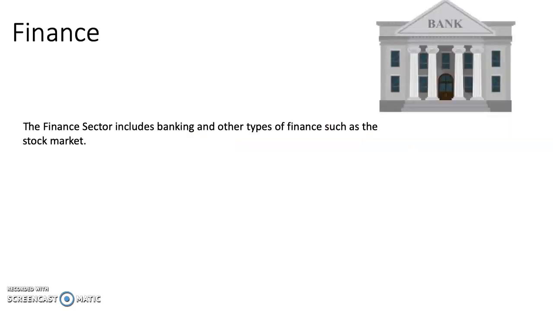Hello, in this video I'm going to explain the three circular flow model. So far we've looked at producers and households, and today we are going to look at the finance sector. That includes banking, but it's not just banking, it's also things like stockbrokers and share trading and issuing bonds and that kind of thing. So there's quite a bit in there.